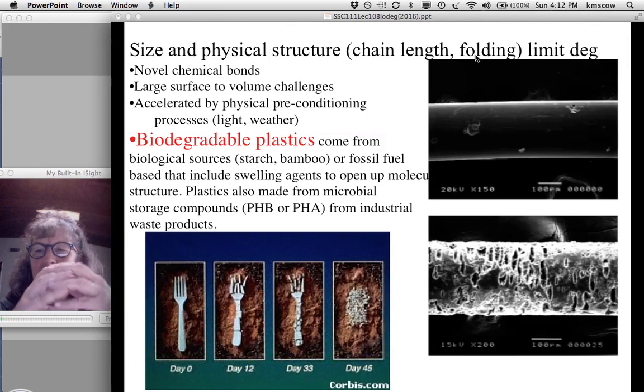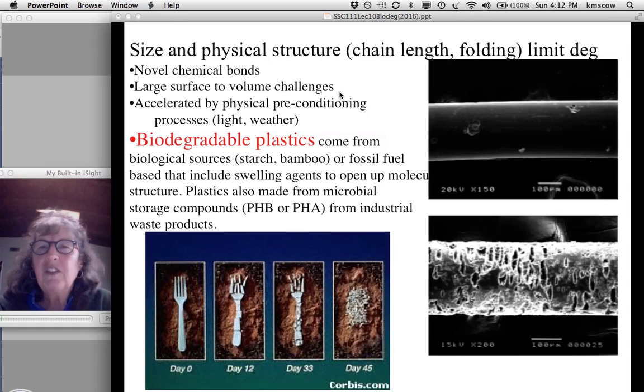Remember, lignin has a 3-dimensional composition that makes it hard for organisms to get access to. There also can be novel chemical bonds. This has been a big problem with traditional plastics that are human-made polymerization of different simple monomeric compounds that are very hard for organisms to figure out how to degrade.